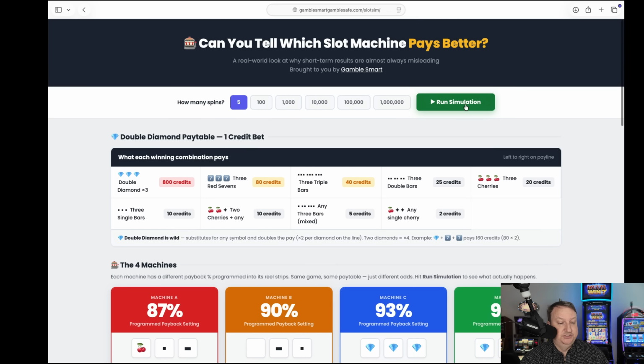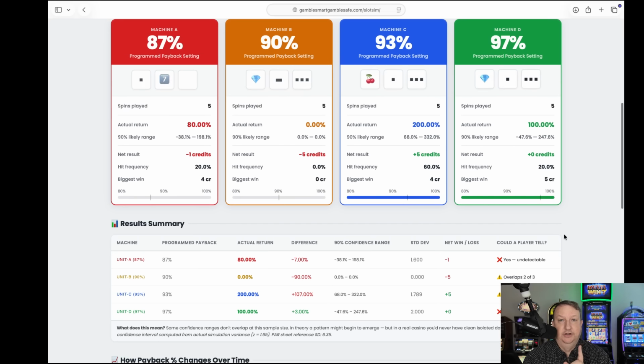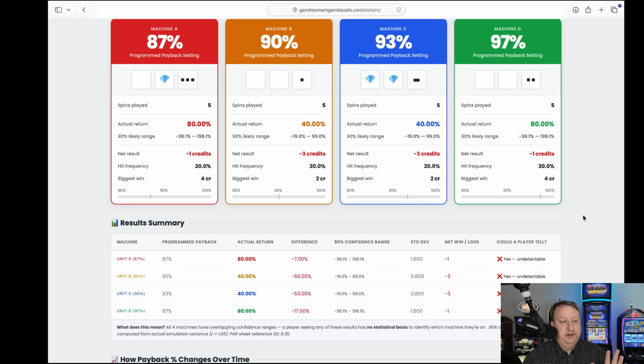So let's run the simulation again. And I want you to note something here. I did not change anything. I didn't change the payback percentage. I didn't change the math. There's no algorithm change. Nothing changed, right? I just had it run an additional 5 RNG pulls for each of the different machines.